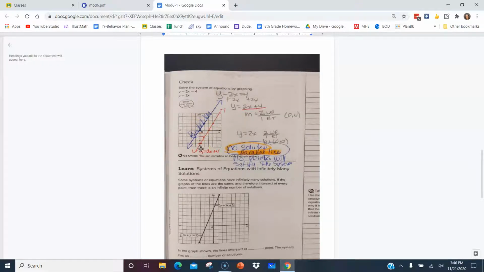Goodness gracious, that graph is wrong. Next time, I'm not going to find my mistake. I'm going to make you guys email me the mistakes, and you'll get extra credit. Darn it, opportunity missed.